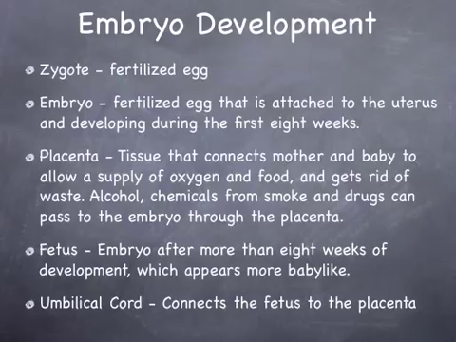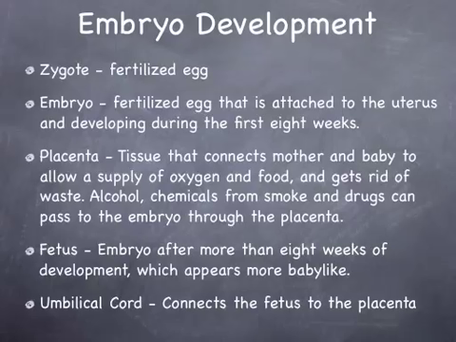Placenta. The placenta is tissue that connects the mother and the baby and allows a supply of oxygen and food to the baby. The placenta also helps get rid of waste. Alcohol, chemicals from smoke, and drugs can pass to the embryo through the placenta. So it's very important how the mother treats herself during pregnancy.